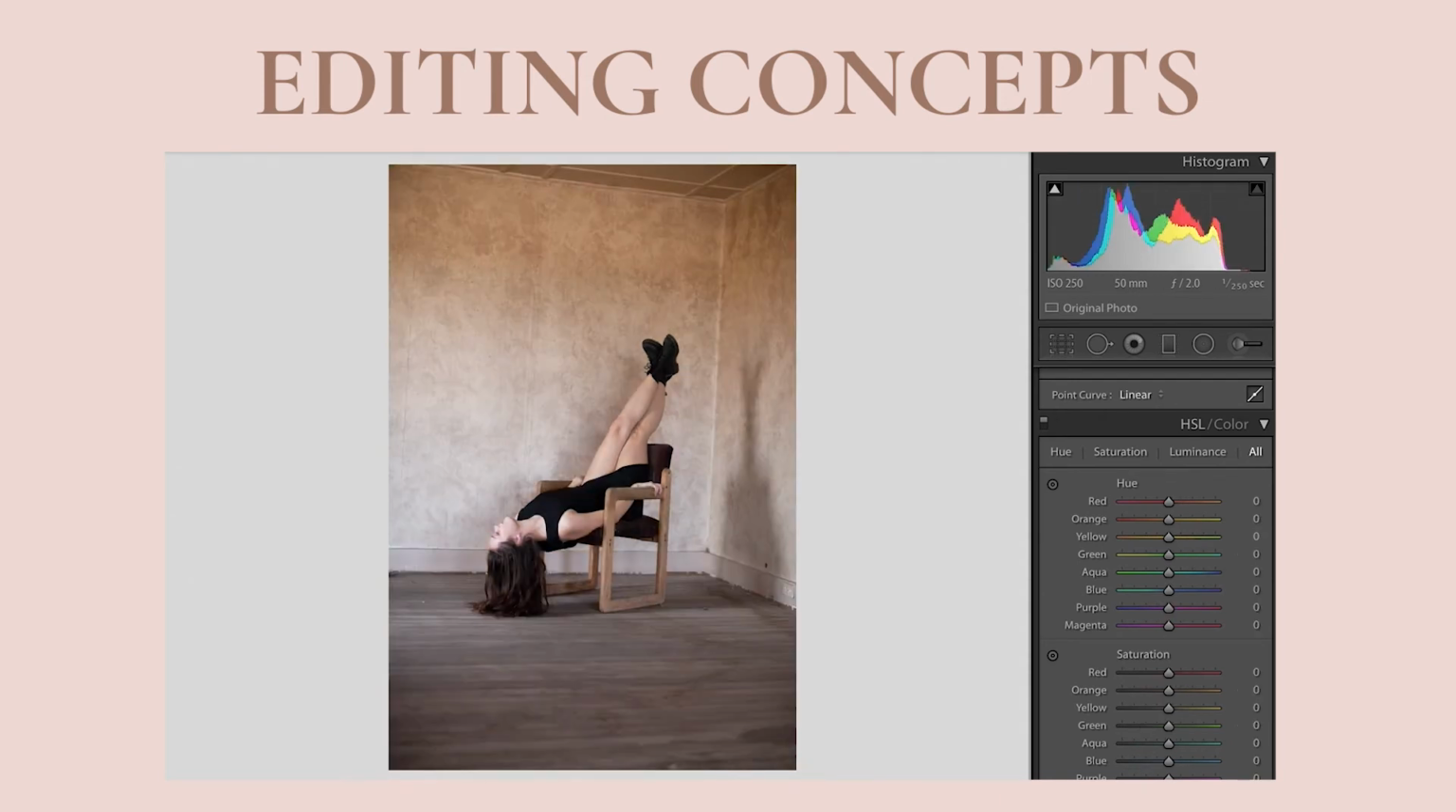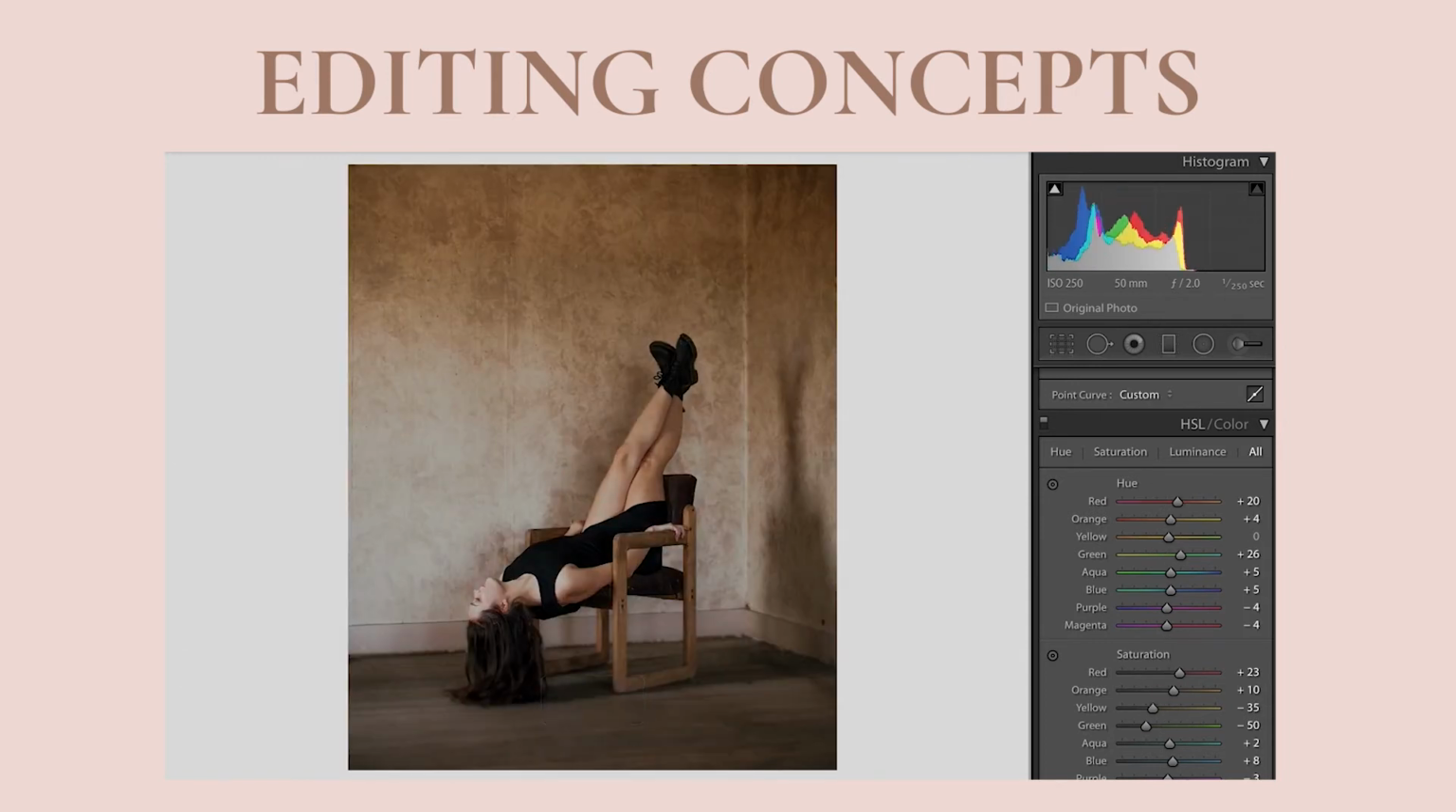So I'm going to talk about a few key editing concepts that came up in putting this whole collection together. The first one is using my crop and rotation tool. A lot of my composition comes from post-production, moving things around, cropping in, and rotating.